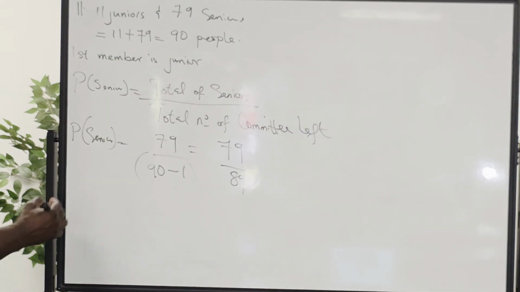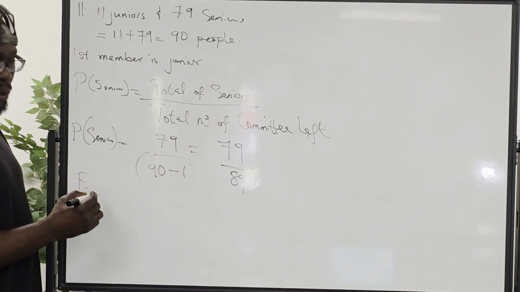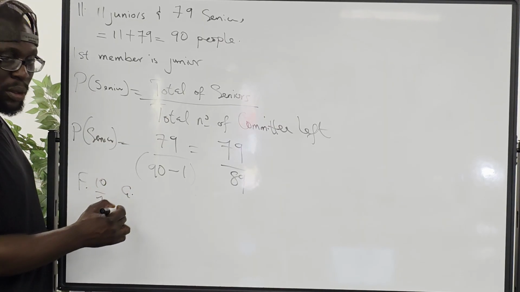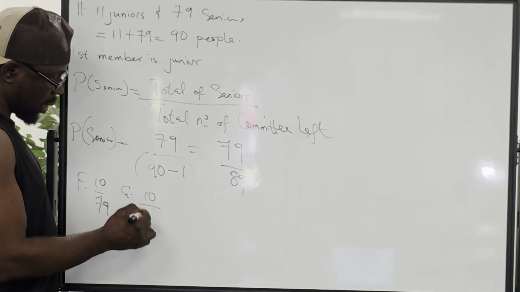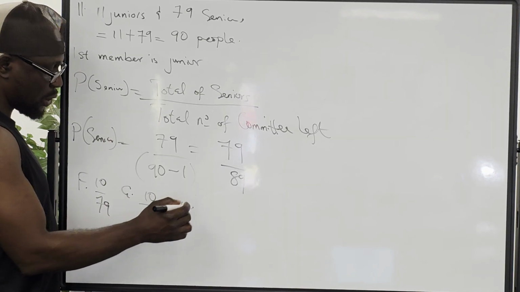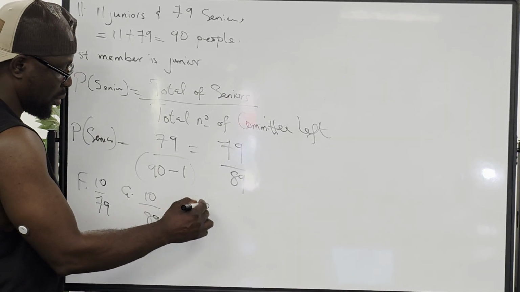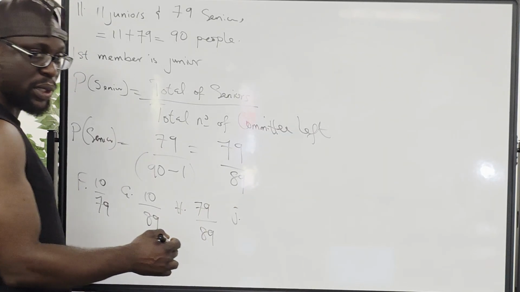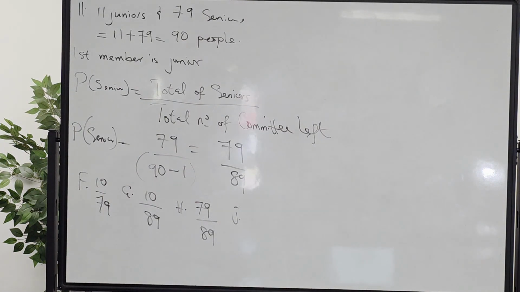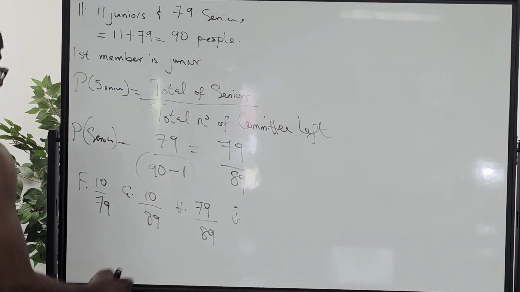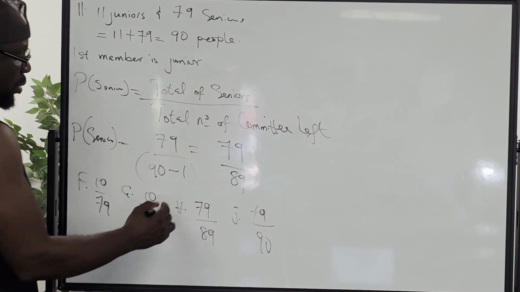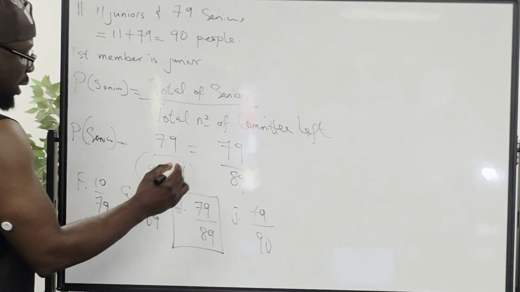The options we're given are option F, which is 10 over 79, option G, which is 10 over 89, option H, which is 79 over 89, and option J, which is 79 over 90. So again, the correct answer here is 79 over 89.